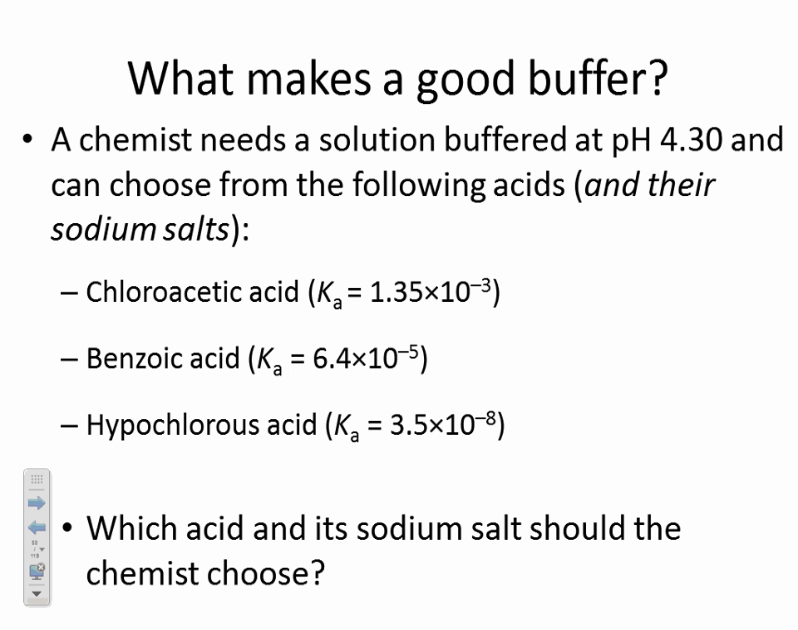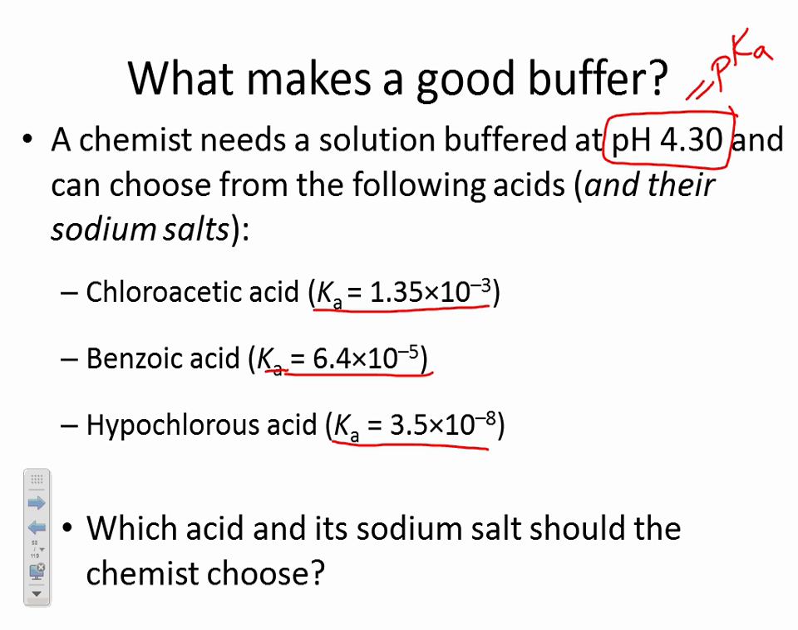It goes back to this idea that we want the pH of our system to be as close to the pKa of our buffer as possible. And what did they give us? Boom! They gave us Ka values. So if we simply take the negative log of these, we can figure out which one is going to be closest to the pH that we want to buffer.